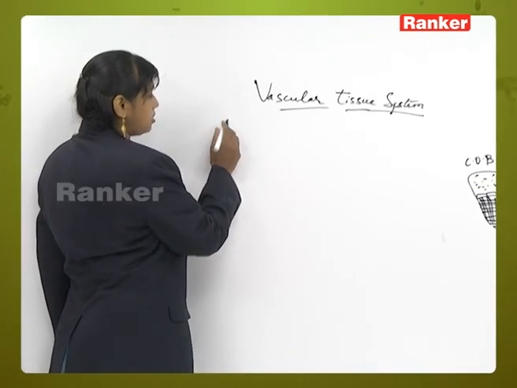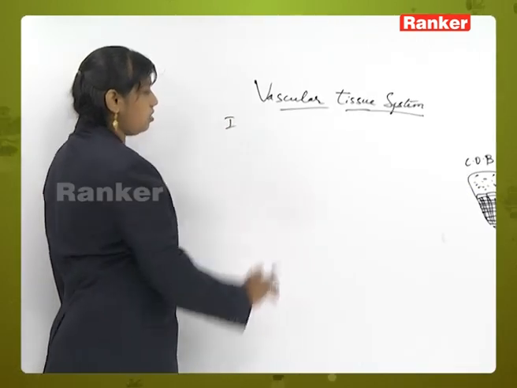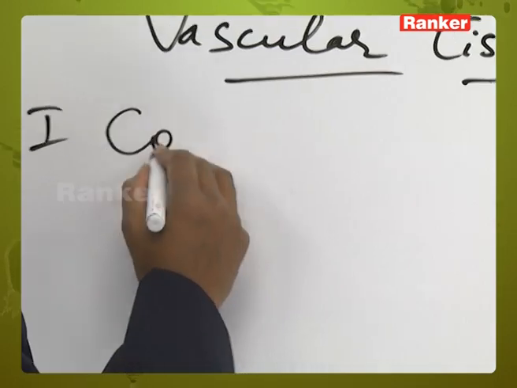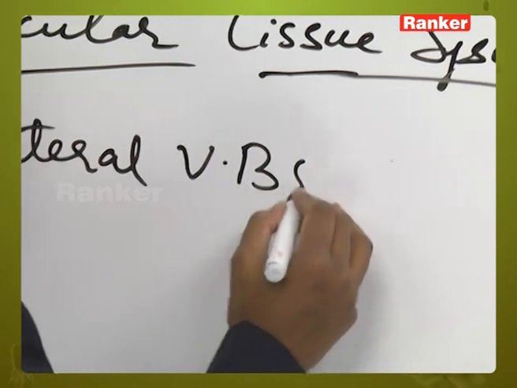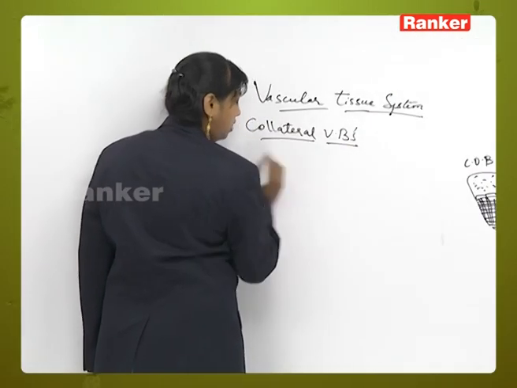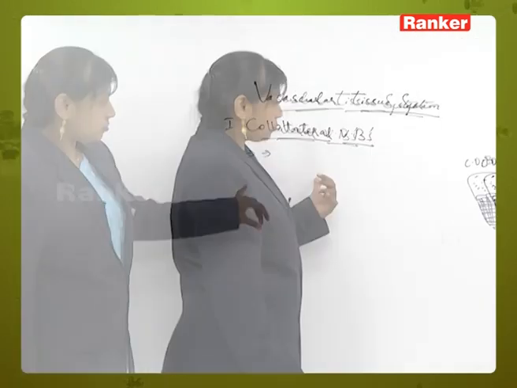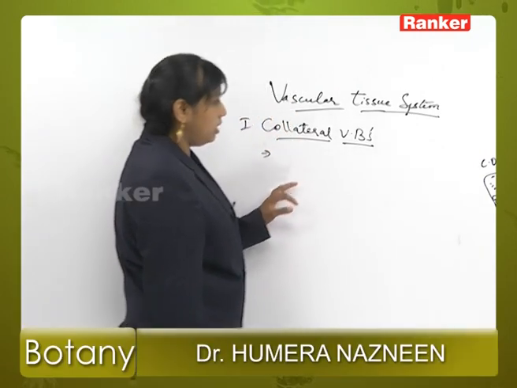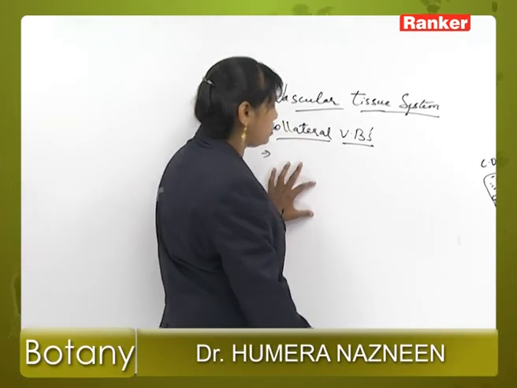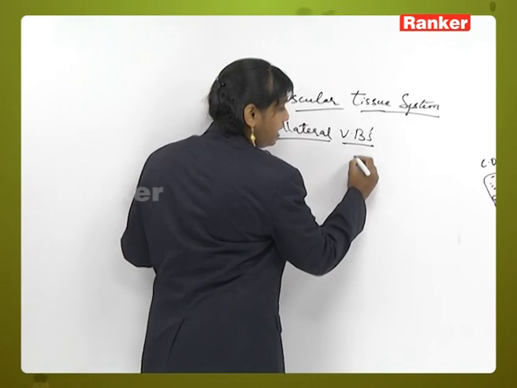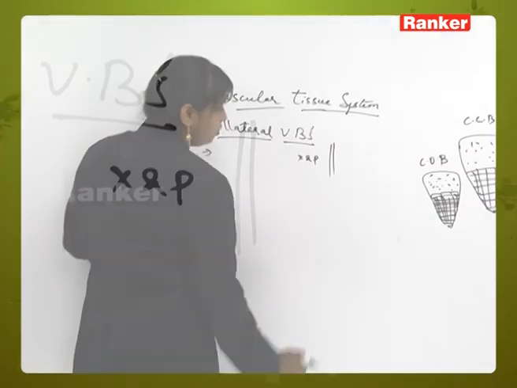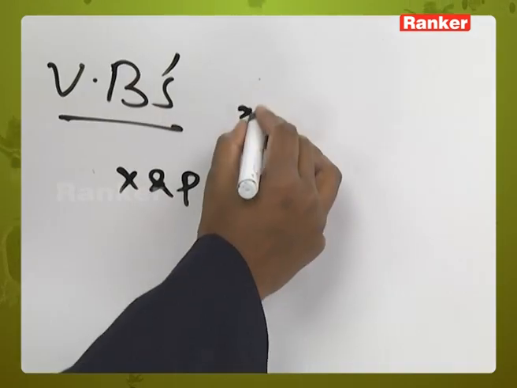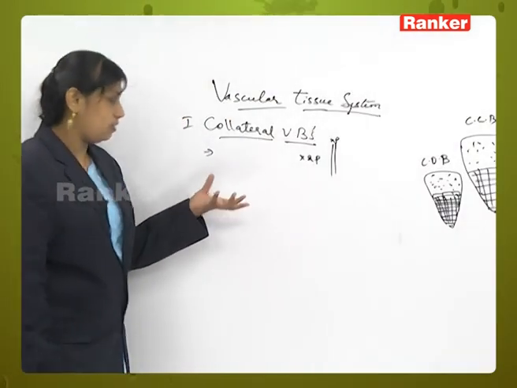There are three types of vascular bundles, of which the first one is called the collateral vascular bundle. VB is vascular bundle here. What are vascular bundles actually? Vascular bundles are nothing but strands of xylem and phloem. If there are strands of one xylem and one phloem, then that is called a vascular bundle. This is the normal rough idea of a vascular bundle.